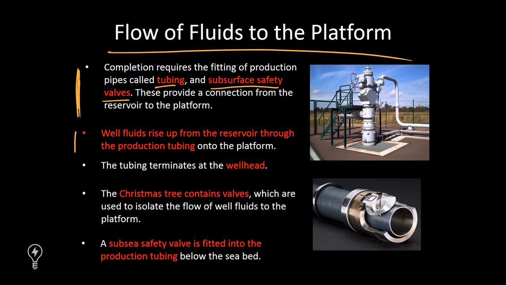the platform. Now, it's important to know that the tubing terminates at what's called the wellhead, and the wellhead provides pressure control. That's its primary purpose. We also have what's known as the Christmas tree, and the Christmas tree contains valves that are used to isolate the flow of well fluids to the platform.